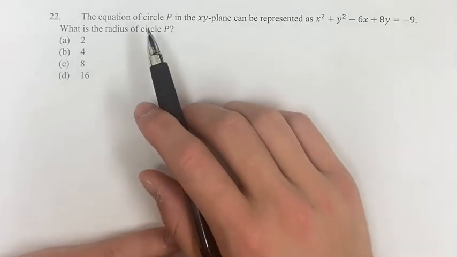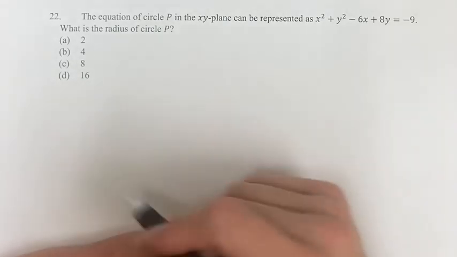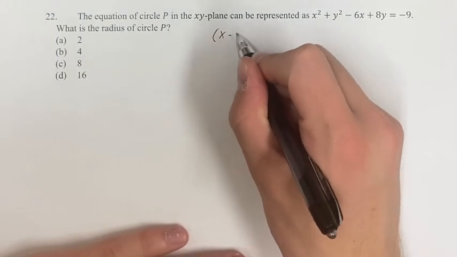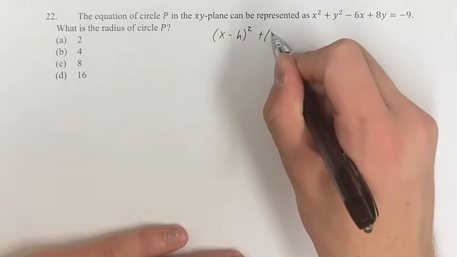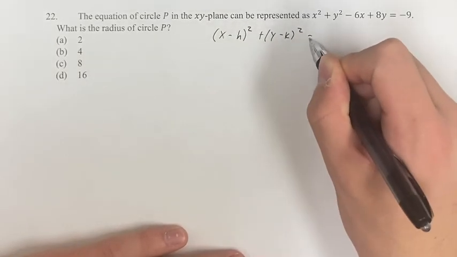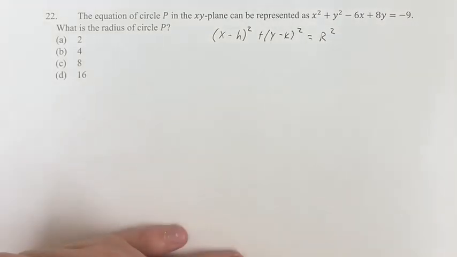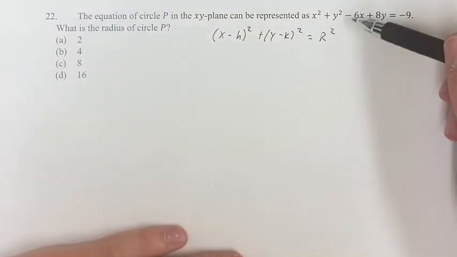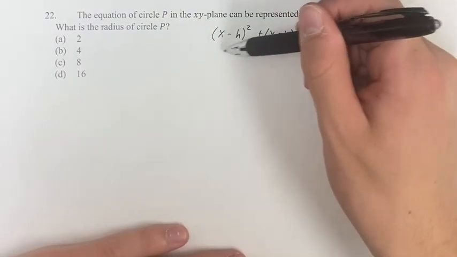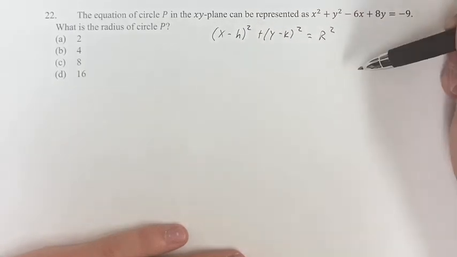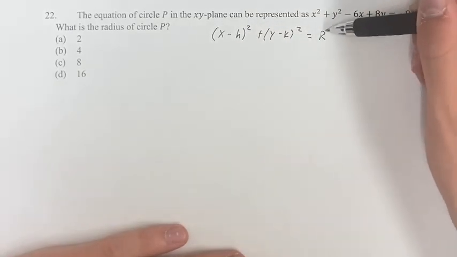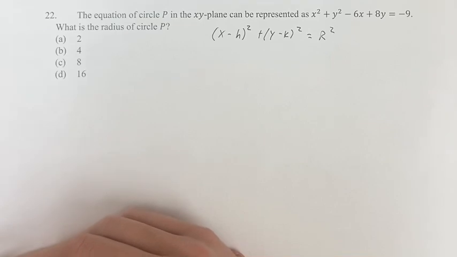So the form of the equation of a circle that will get you the radius is going to be (x minus h) squared plus (y minus k) squared is equal to r squared. So what we're going to have to do is complete the square to get the x terms into this form and the y terms into this form. Then we're going to have it equal to some number, and that's how we're going to get our radius r, right?